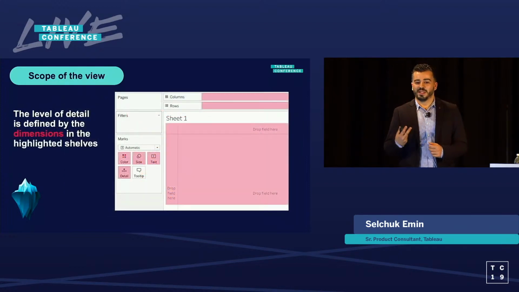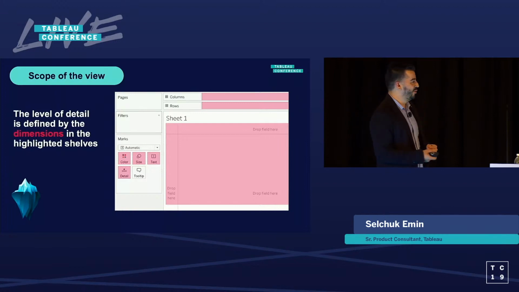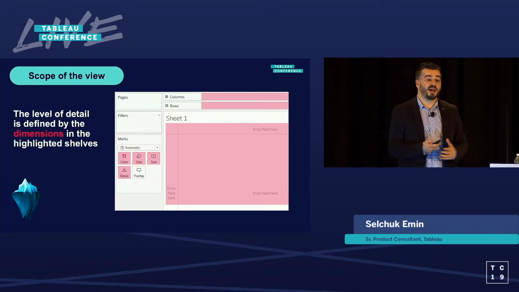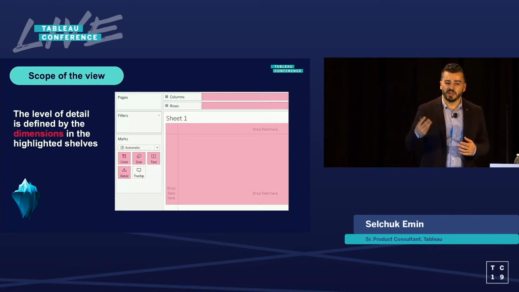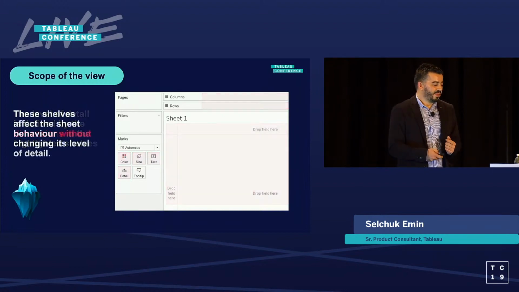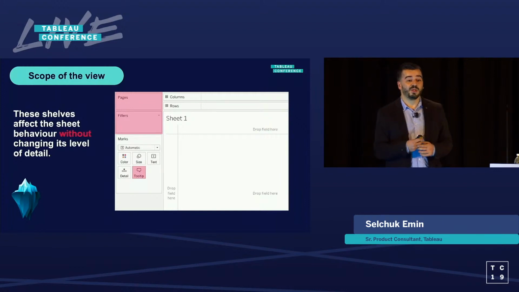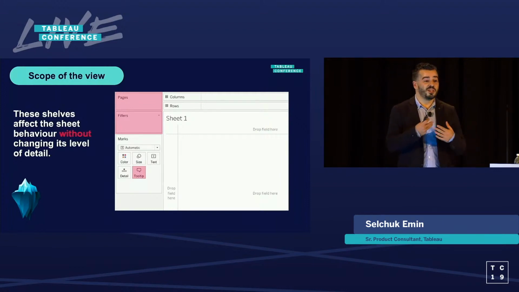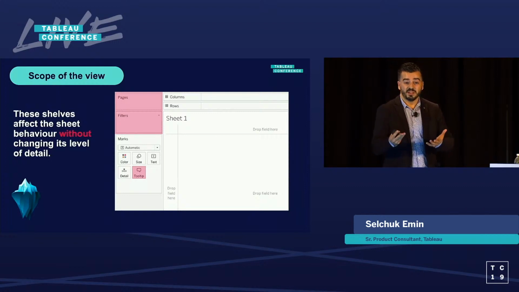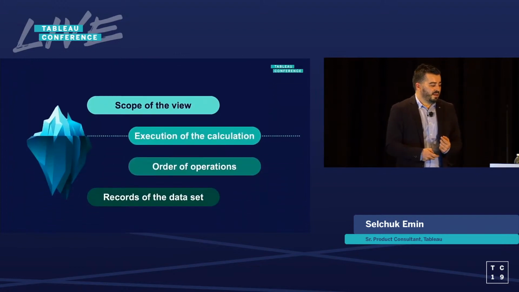So the scope of the view is determined by the dimensions that we drag and drop on the view, but not every shelf is changing the scope of the view. So the shelves that you see, which are highlighted, like columns, rows, mark card, like color, size, etc., will change the scope of the view, whereas the shelves like pages, filter, tooltip, they will not change the scope of the view. They will change the result because you're filtering, but they will not change the scope.